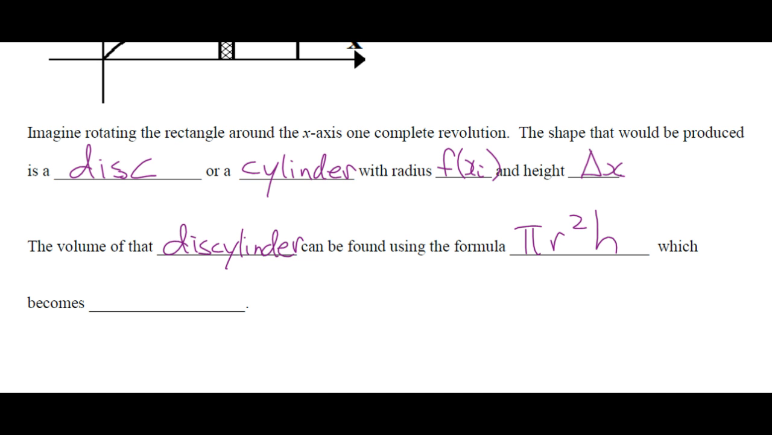Pi r squared h, right? Which becomes, okay, so we've got pi, we've got r, and we're going to square that. So r is f of x sub i, squared, and h is delta x. So the volume of the cylinder.